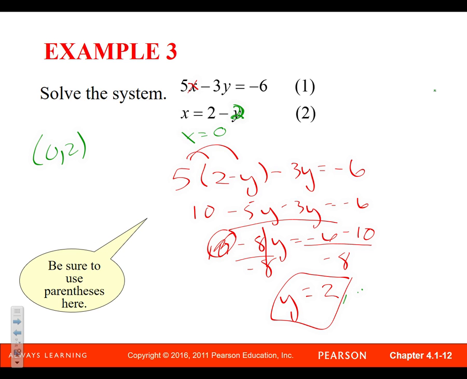Not necessarily. This is a point where you check your work. If you don't check your work and it's wrong, then you're wrong, and you just lost points. So here's how you do that, same as we did the first one. 0 is equal to 2 minus 2. Does 0 equal 0? Yeah. So it works here. 5 times 0 is 0, and then the 2 gives me negative 6. Does negative 6 equal negative 6?